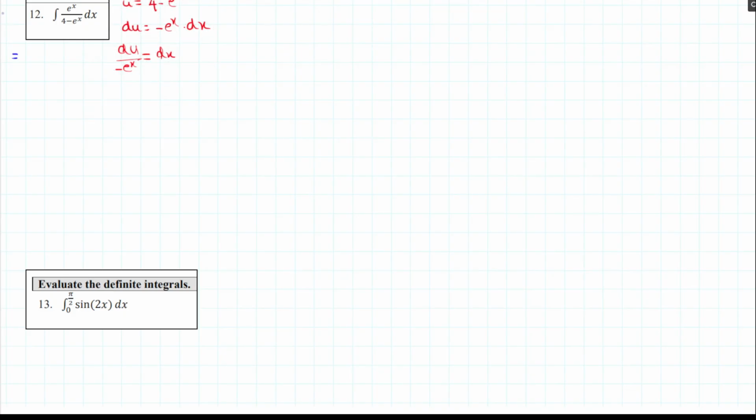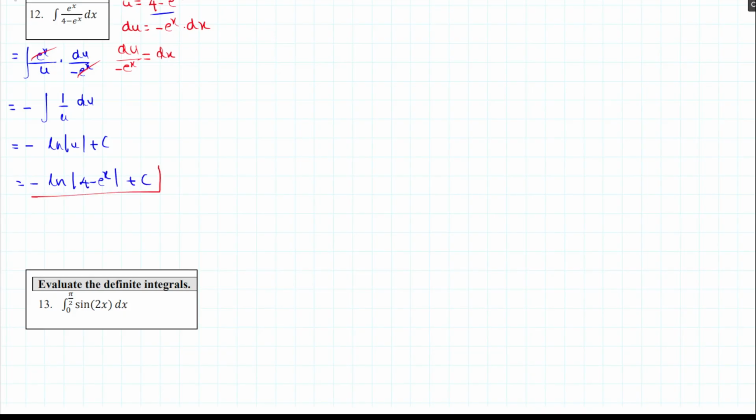Then this integral becomes the integral of e to the power x over (4 minus e to the power x equals u), and dx equals du over negative e to the power x. Here e to the power x and e to the power x get cancelled, so we can factor out the negative, that is the integral of 1 over u du, and you can see this is the ln of the absolute value of u, and back to the original variable, u equals 4 minus e to the power x. So this is the integration.